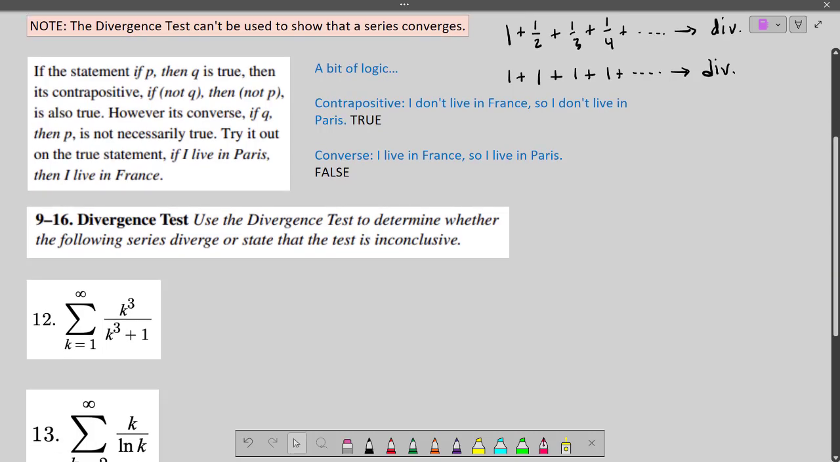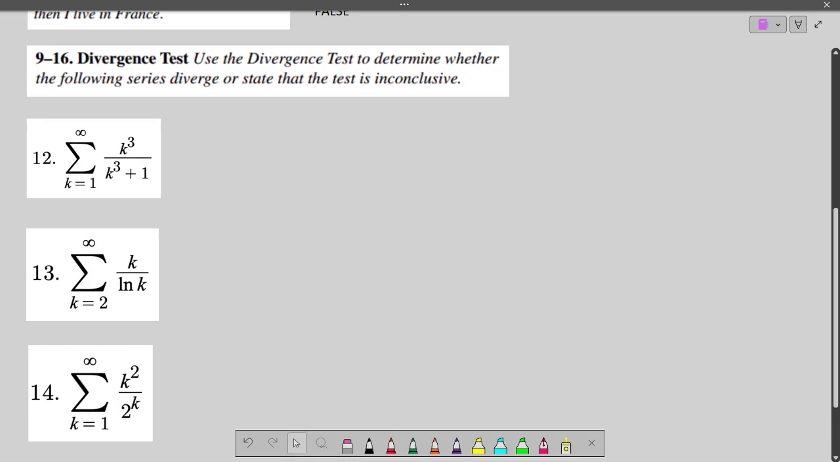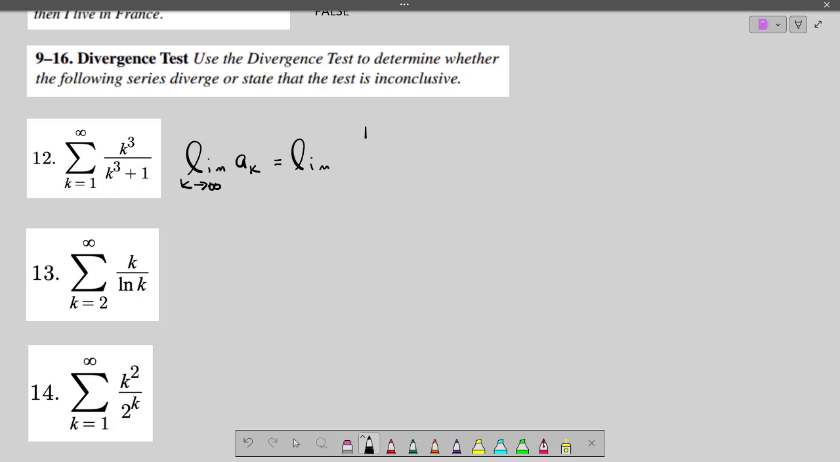So coming down here, let's take our limit of a sub k as k goes to infinity. Let's do the division by k cubed, just because that's a pretty easy way to see that the limit is in fact 1. And then our conclusion is divergence. It must diverge. And I should put in here, the reason that it diverges is because this is not 0. I want to make sure that that's clear. So this is not equal to 0, therefore it diverges.